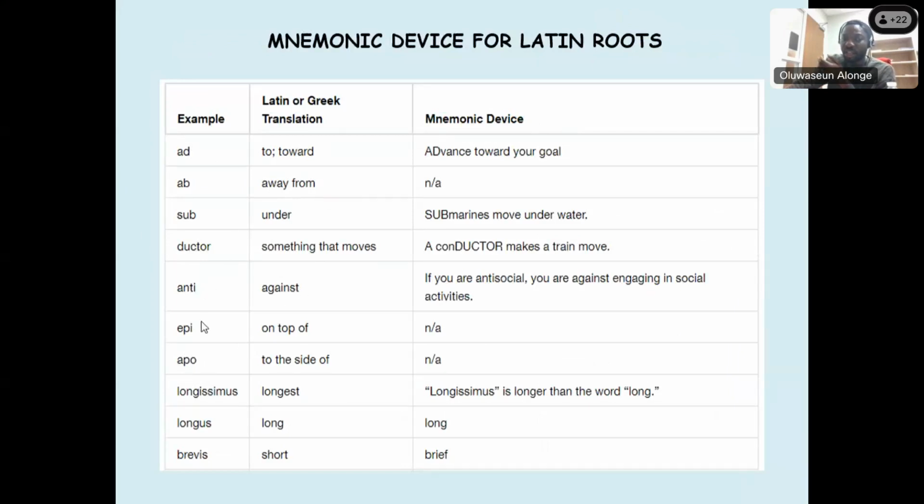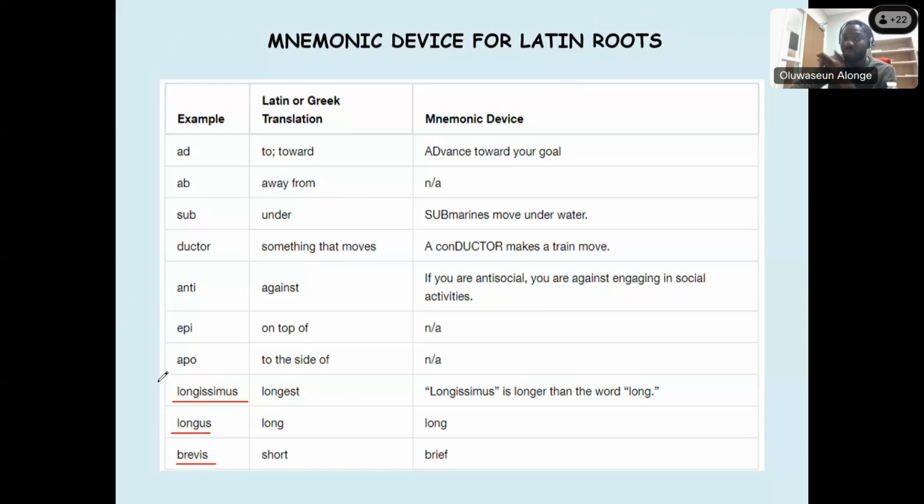So when you see epi on top, hypo on the side, longissimus is the longest. Longus means long. Longissimus means longest. So there's a difference between these. When you see longissimus, it means the longest. Longus means it's long. Brevis means it's short. So this is short, this is long, this is the longest.